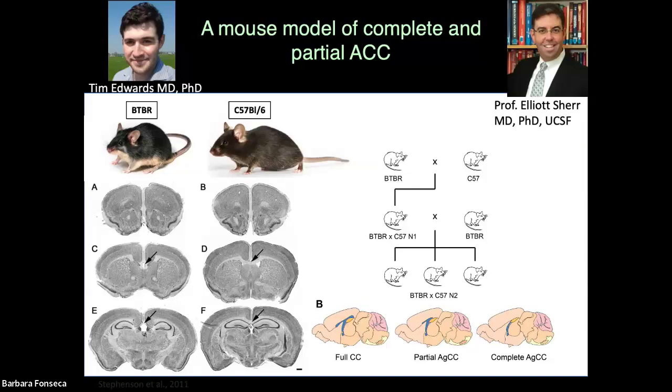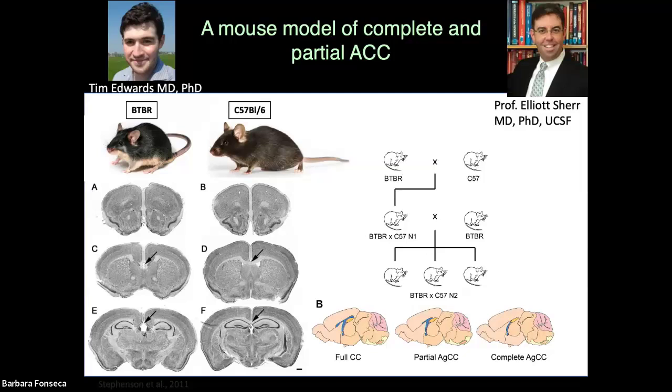And so we didn't have good model systems to study partial agenesis, but Elliot's group discovered that if he crossed this BTBR mouse with a wild type black mouse, and then you cross those pups back to a BTBR mouse, so it's a bit of genetic trickery here, what you can get are litters of mice where the brothers and sisters in the same litter, some have a full corpus callosum, some have partial agenesis, and some have complete agenesis. So we now had a way to study mice with partial agenesis.